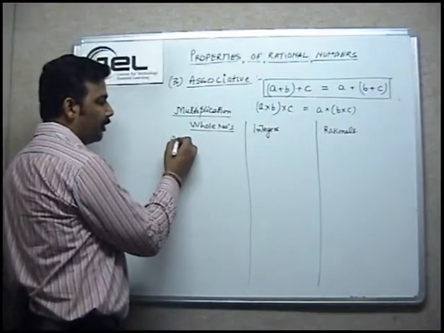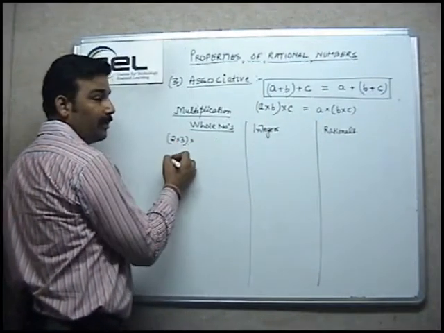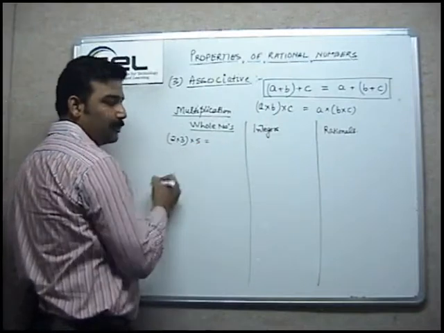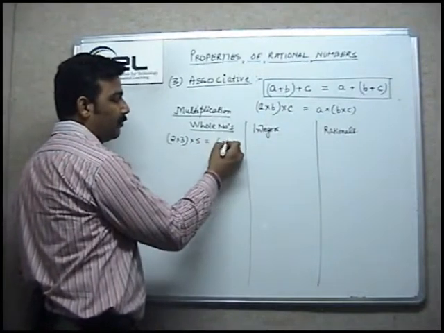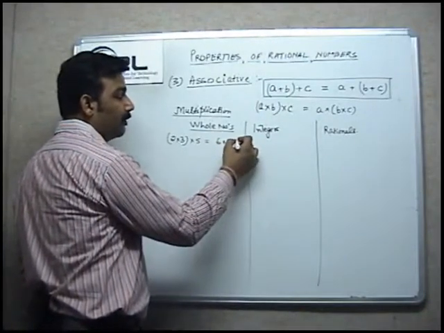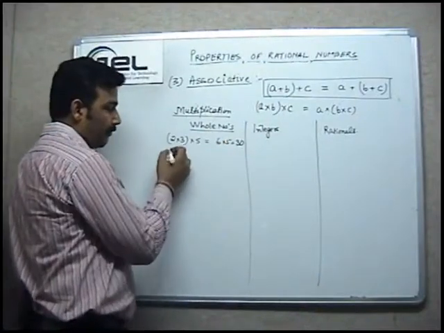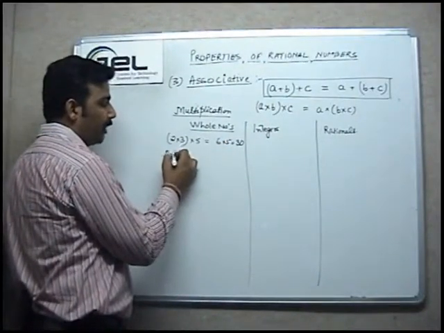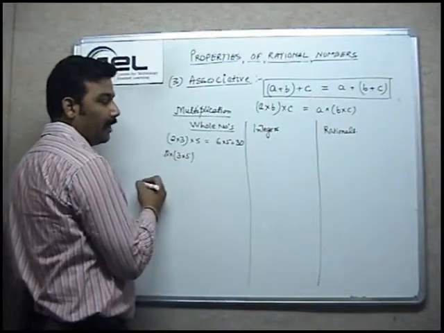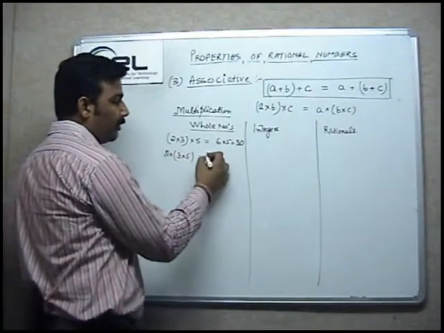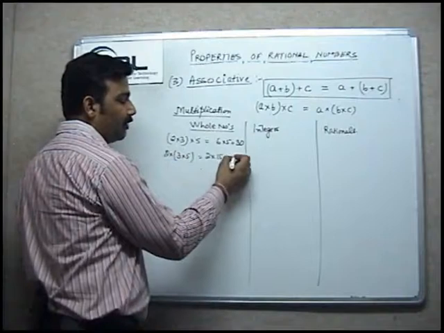If 2 into 3 is multiplied with 5, that is 6 into 5, which equals 30. If 2 is multiplied with the product of 3 and 5, what will we get? We get 2 multiplied by 15, which is again 30.